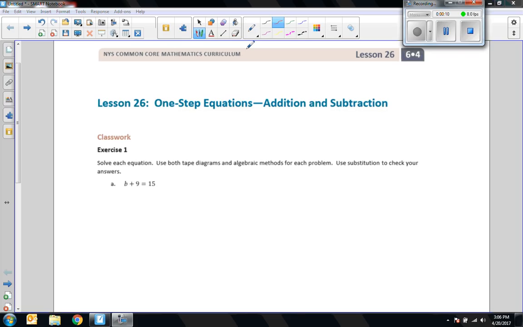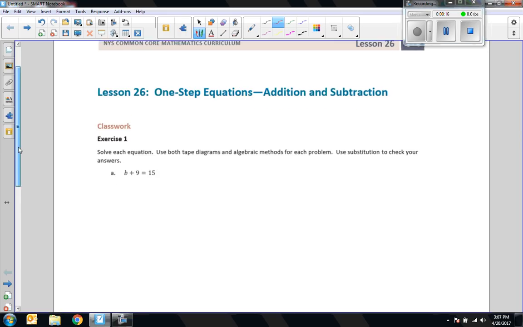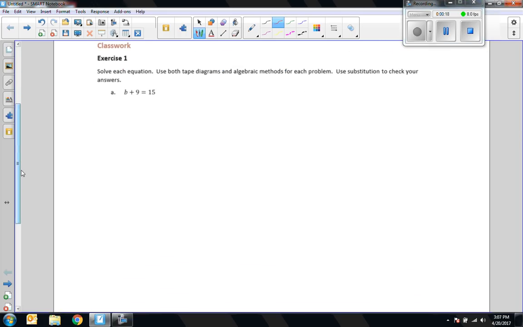This is lesson 26, one-step equations, addition and subtraction. So the first problem says, solve each equation. Use both tape diagrams and algebraic methods for each problem. Use substitution to check your answers. A says b plus 9 equals 15.